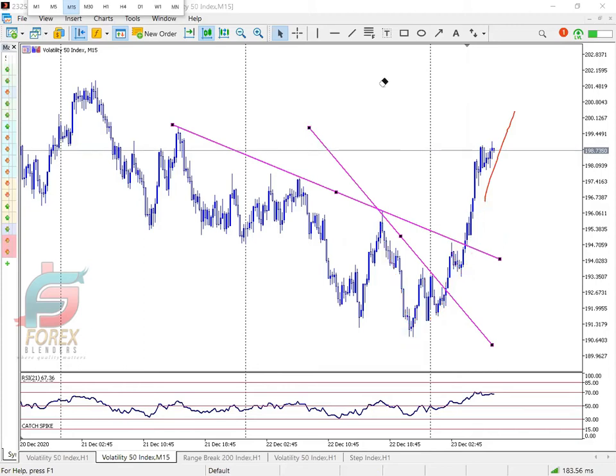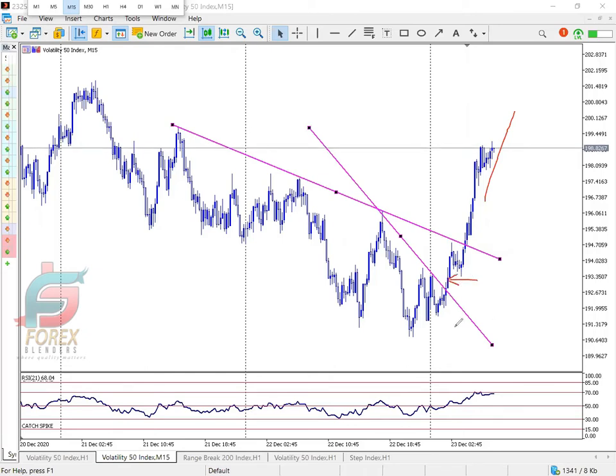Okay, so I just did that very fast. Okay, my entry. You can see my entry. I've drawn this and this. So when the market came back up and broke this trend line here, I just enter there. So my entry will be here.